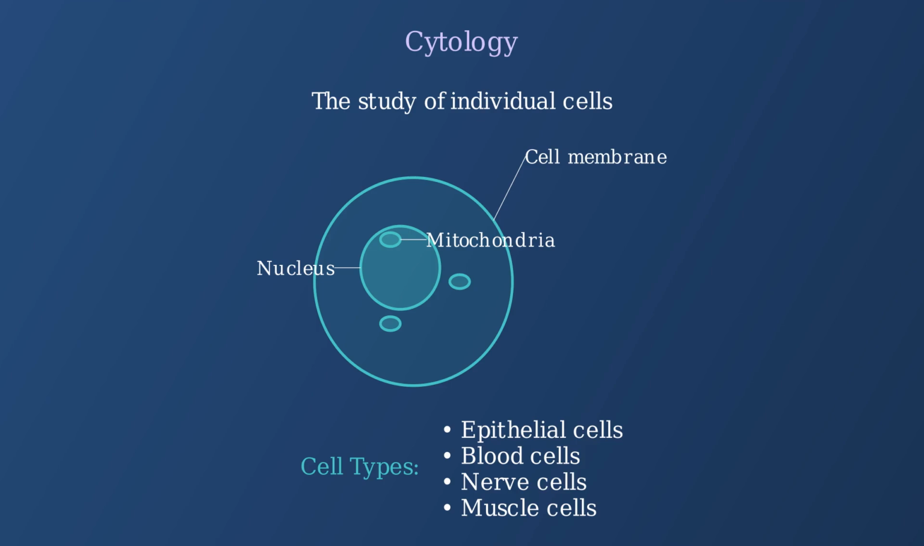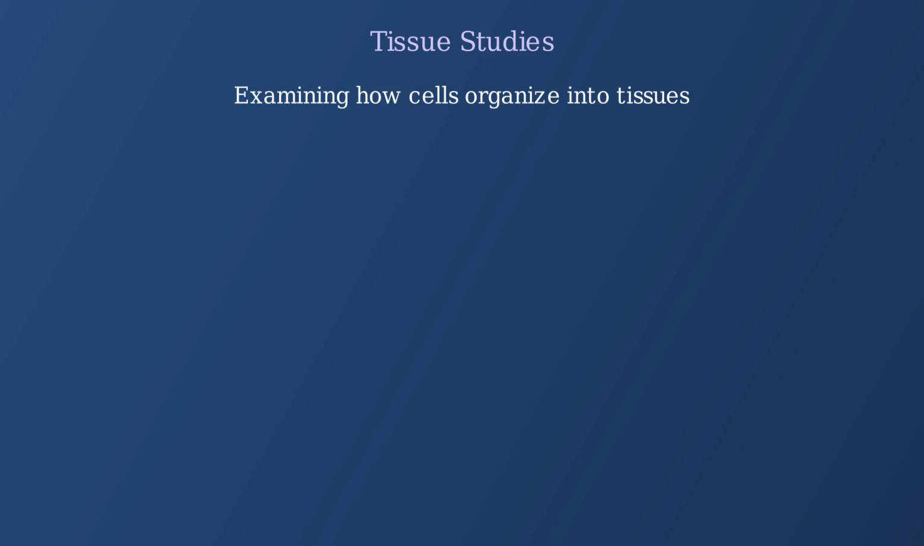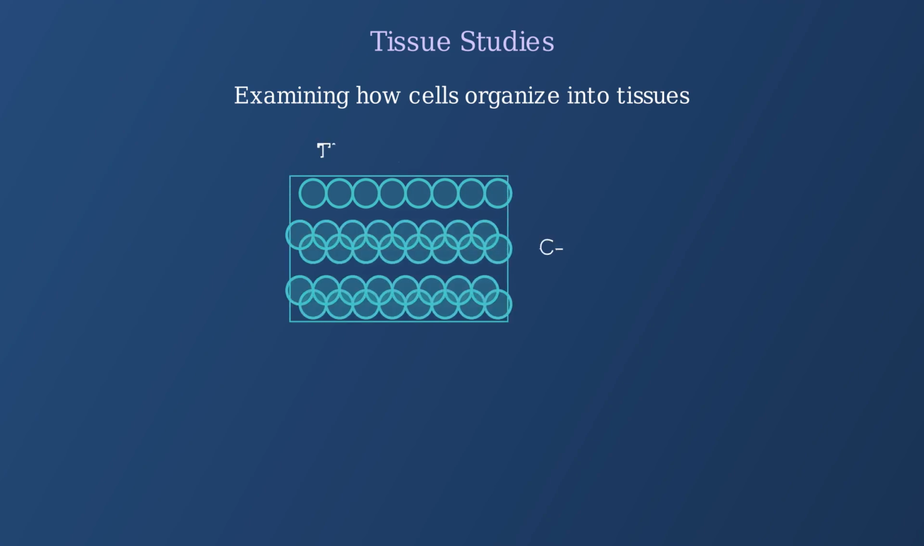structures and functions. Our final subfield is tissue studies. Tissue studies examine how cells organize and function together to form tissues. This subfield bridges the gap between cytology and organology. This area focuses on how cells with similar structures and functions are arranged together within boundaries to perform coordinated activities.